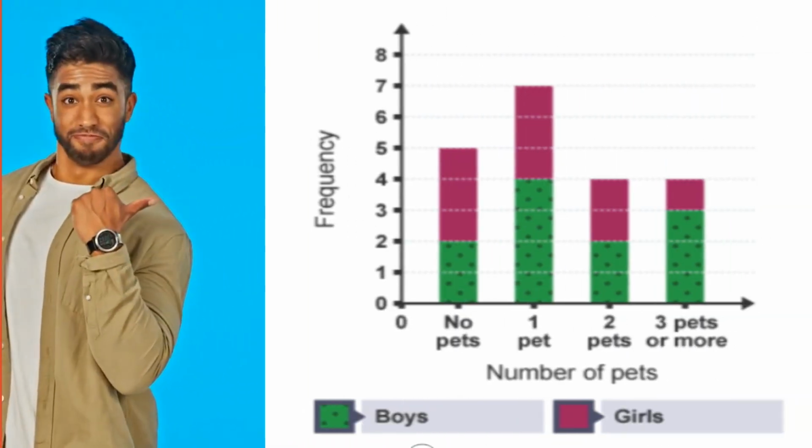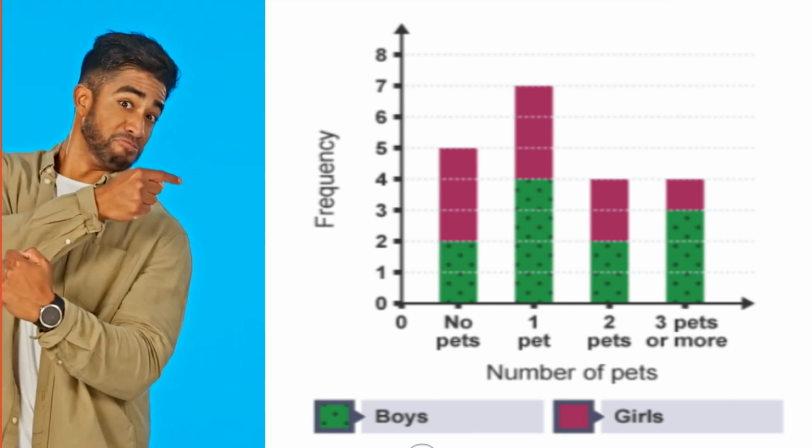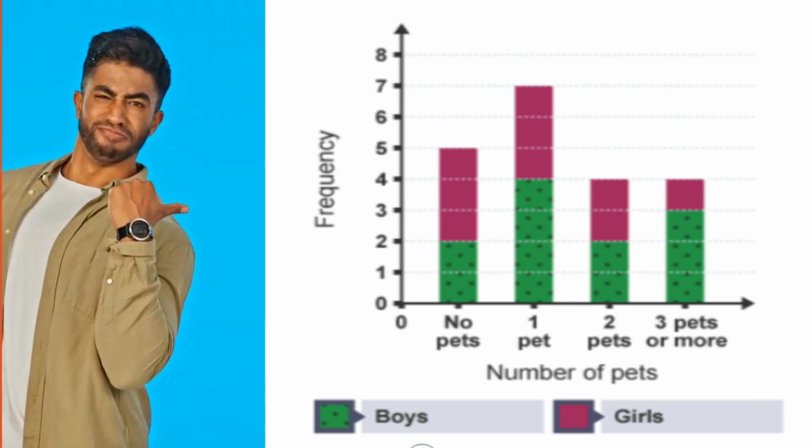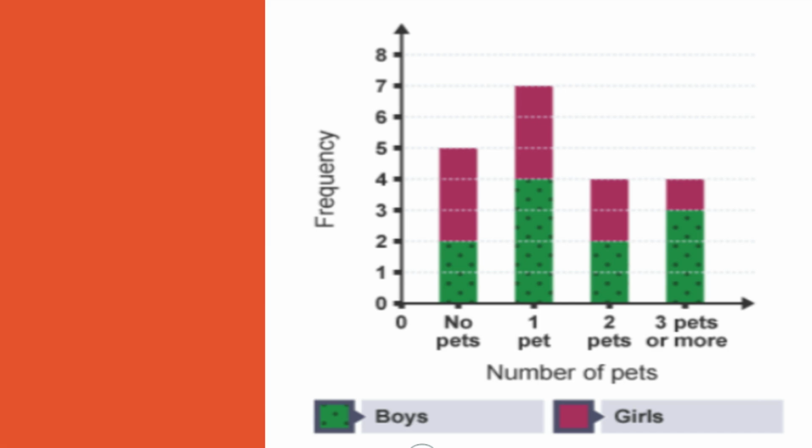Once you've chosen your data, you need to label and scale the axes of your bar chart. The labels should be clear and concise, and the scale should be appropriate for the data you're representing.